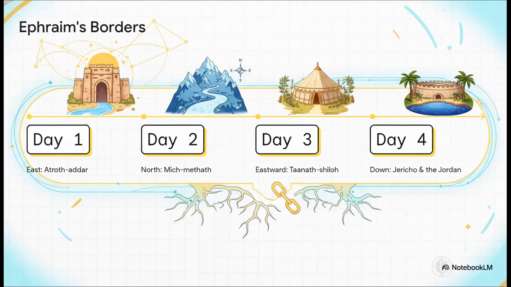Now, we don't need to hunt for deep mystical meanings here. We just need to know what these places were. Michmethath, Taanath Shiloh, Janoah, these were well-known ancient city-states and landmarks. Think of them like modern county lines or major highways. They were physical boundary markers that everyone recognized. By playing connect the dots with these cities, the text draws a closed loop on the east and north, making absolutely sure Ephraim's land is undisputed.